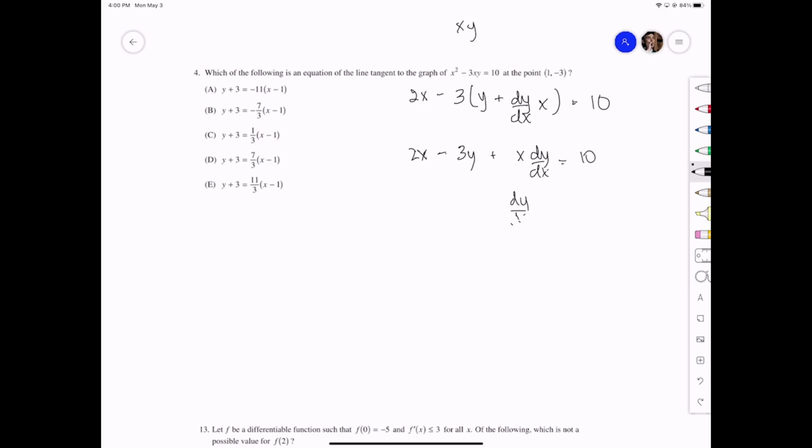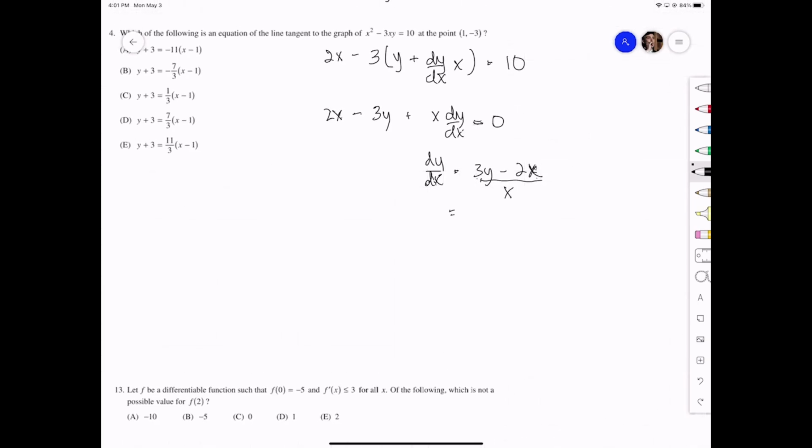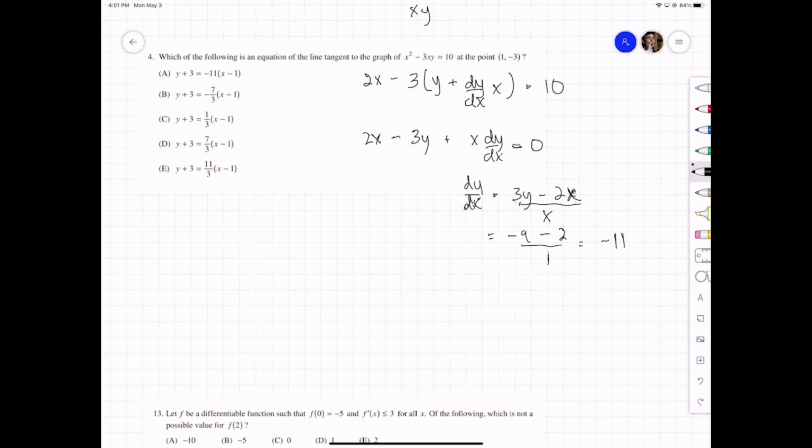So dy... Would it not be 0? Oh, yeah, sorry. Good catch. Thanks. The right side is 0. And then dy/dx is equal to (3y minus 2x) over x. So you plug in 1 and -3. It's (-9 minus 2) over 1, which is -11. So A is the answer.